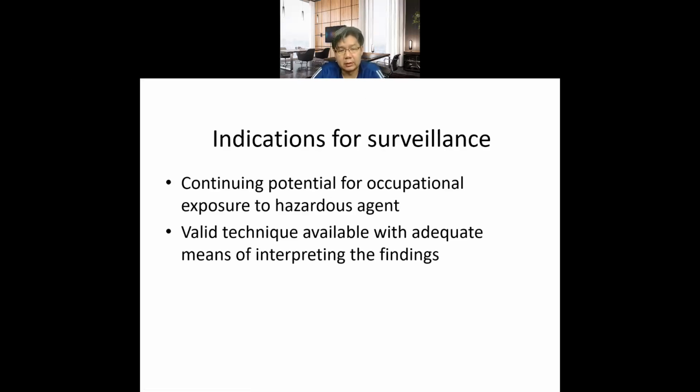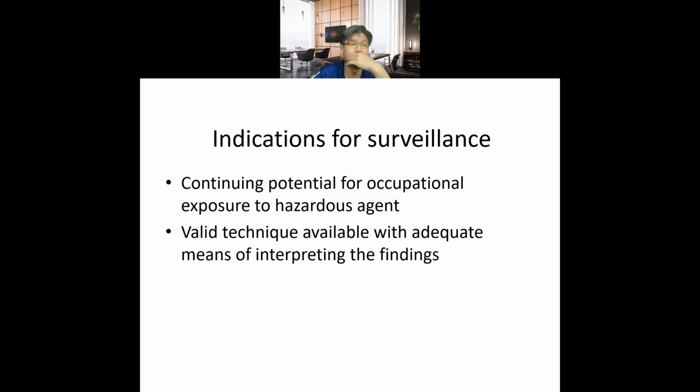To carry out this surveillance, it is justifiable if you have continual potential for hazard exposure. If you do not have a hazard exposure, then actually we do not need to carry out this medical surveillance, because it incurs cost as well, and if you require blood, then it incurs taking blood from workers and so on. So, in order to carry out this, first you must make sure that there is a continuous hazard exposure, and then it is justifiable to carry out this process.